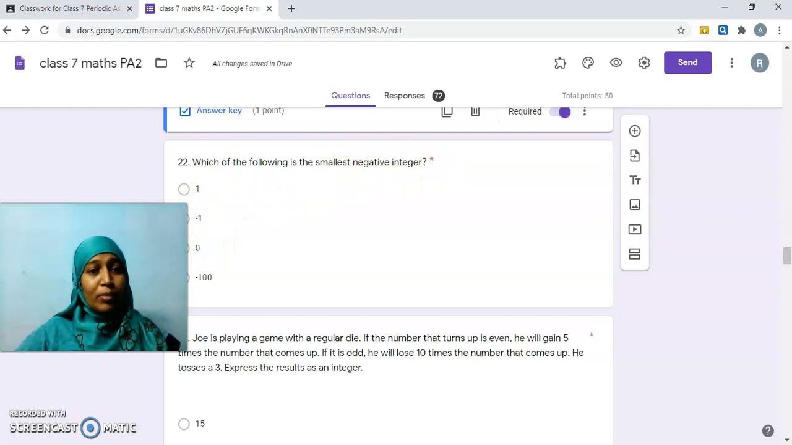Here, many of you clicked minus 1. Really bad, children. Which is smaller? Minus 1 or minus 100? Or 0? Is 0 a negative integer? 0 is neither positive nor negative. 0 has no sign. It is neutral. So you cannot have 0 as the smallest negative integer. Which is the smallest negative integer? Minus 100. If I say minus 1000, when I compare with minus 100, minus 1000 is smaller.